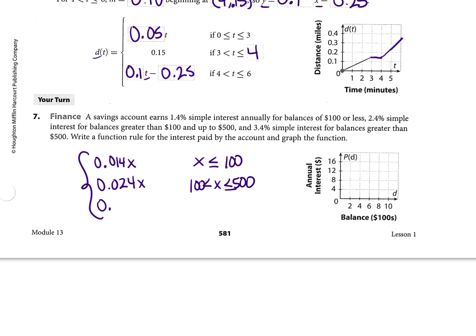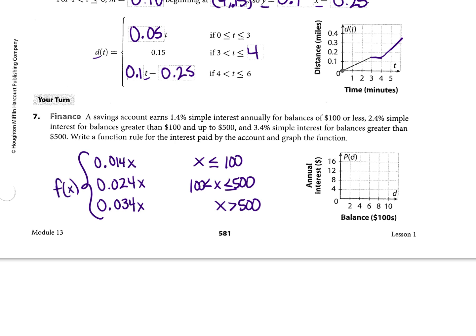And 3.4 for balances greater than 500 or more. We could also write it like so. And this is going to say f of x on the side.